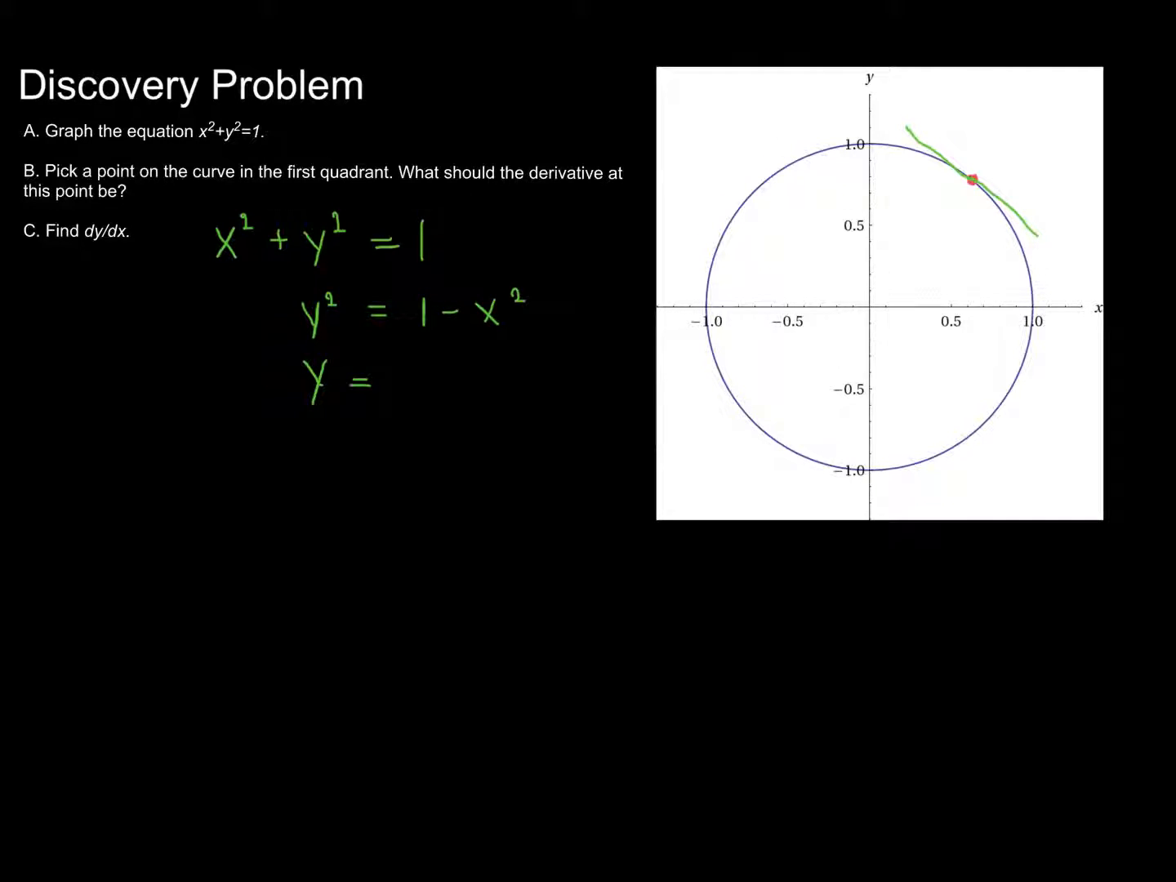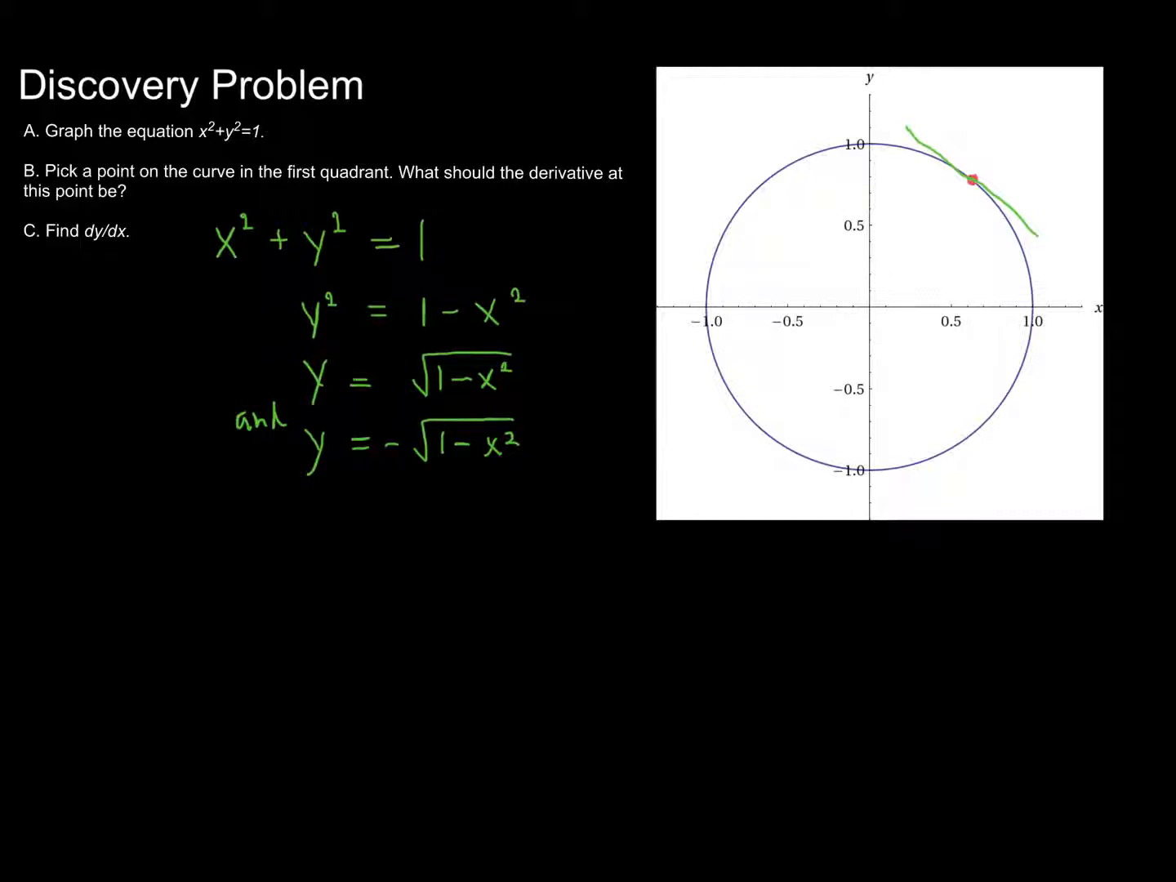Y is equal to the square root of 1 minus x squared, and y is equal to negative square root of 1 minus x squared. And I can see pretty clearly why I need 2 equations. The first equation says for any x value, what is the y value? And it's going to be positive, meaning I'm looking at all the positive y values. And this equation says for any x value, I'm going to give you the y value that's negative. I have a negative out front. And that gives you all the negative y values.